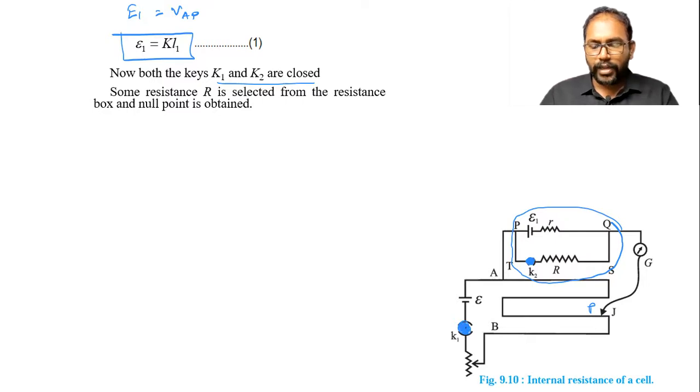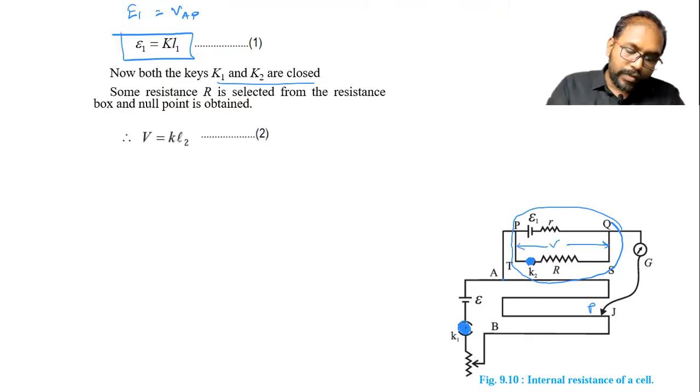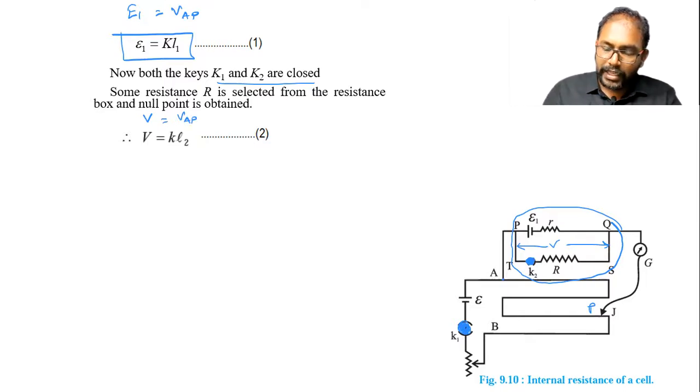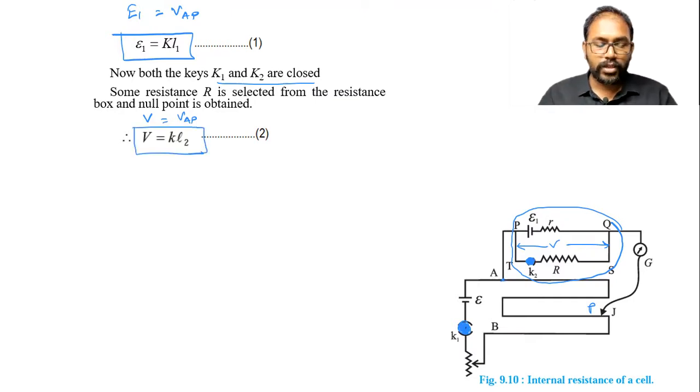It means that now the potential across this total combination balances the potential across AP. And you know that VAP is equal to KL2, because this balancing length AP we call L2 here. So V is equal to KL2, equation number 2. So equation 1 we get, equation 2 we get.